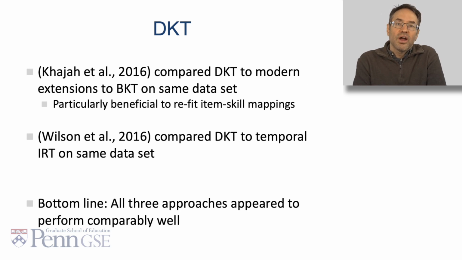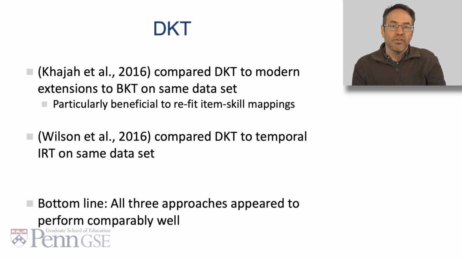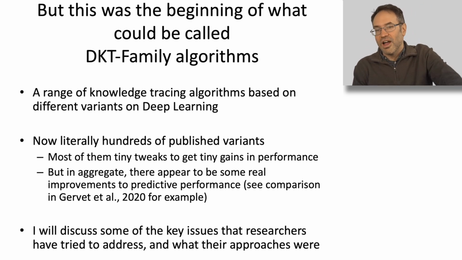Following on that work, Khajah and his colleagues compared DKT to modern extensions to BKT on the same dataset and found that it was particularly beneficial to refit the item skill mappings. Kevin Wilson and his colleagues compared DKT to temporal IRT on the same dataset, and the bottom line was that all three approaches appeared to perform comparably well. At the time, curmudgeons like me said, this DKT stuff, not going to do anything.